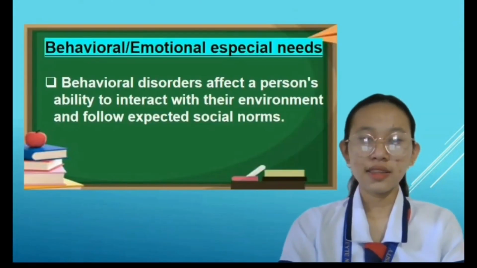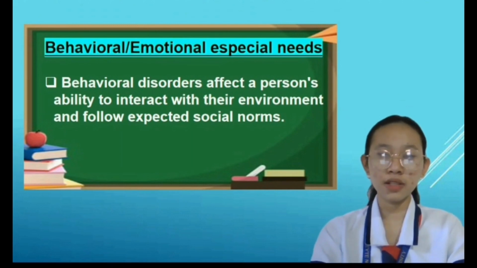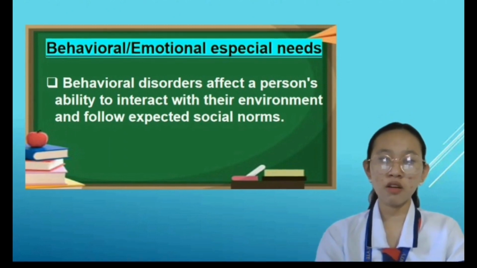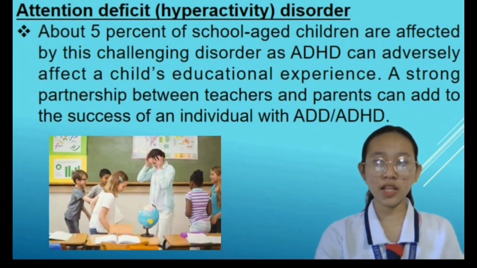The next category of special need is behavioral or emotional special needs. Behavioral disorders affect a person's ability to interact with their environment and follow expected social norms. The common type of behavioral or emotional special need is attention deficit hyperactivity disorder. About 5% of school age children are affected by this challenging disorder, as ADHD can adversely affect a child's educational experience. A strong partnership between teachers and parents can add to the success of an individual with ADD and ADHD.